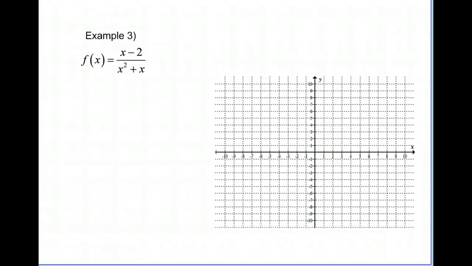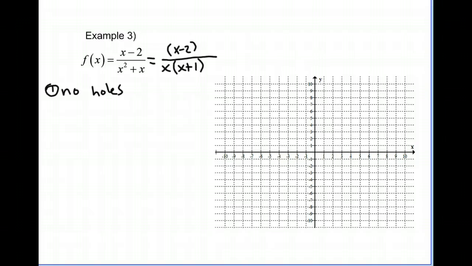Okay, we're going to start by factoring this out. Looks like the numerator is just fine with x minus 2. Denominator, we can factor out an x, and then we get x times x plus 1. Alright. Third time's a charm. No holes, because there are no common factors between the numerator and denominator.